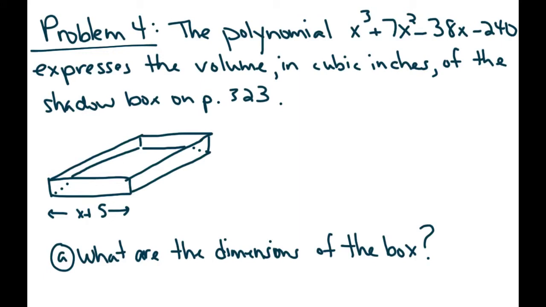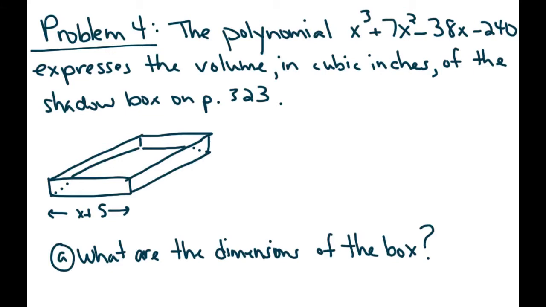Problem 4 refers us to something called a shadow box on page 323, but I've drawn a picture of kind of what the box looks like. The polynomial x cubed plus 7x squared minus 38x minus 240 expresses the volume in cubic inches of the shadow box shown on page 323. They do give you a piece of information. They tell you that one side of the box is x plus 5. What are the dimensions of the box?